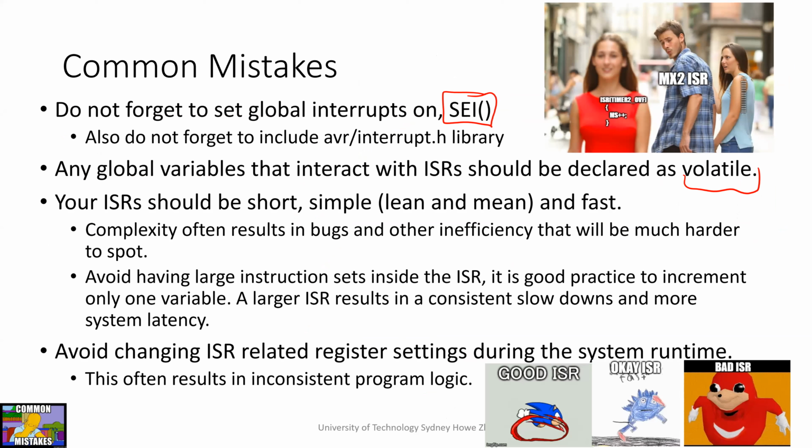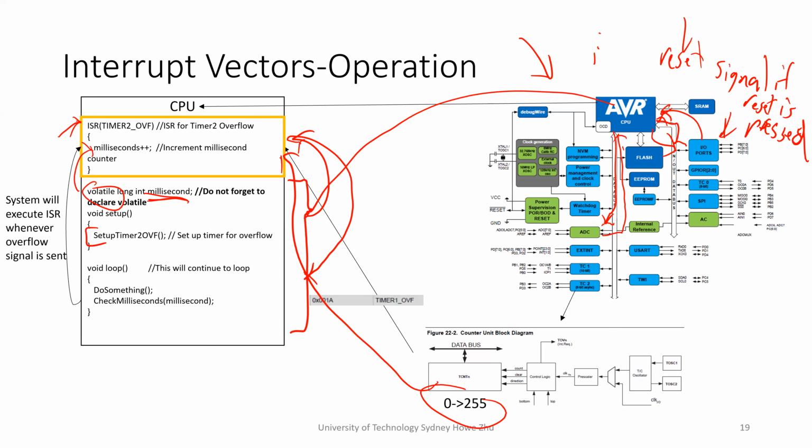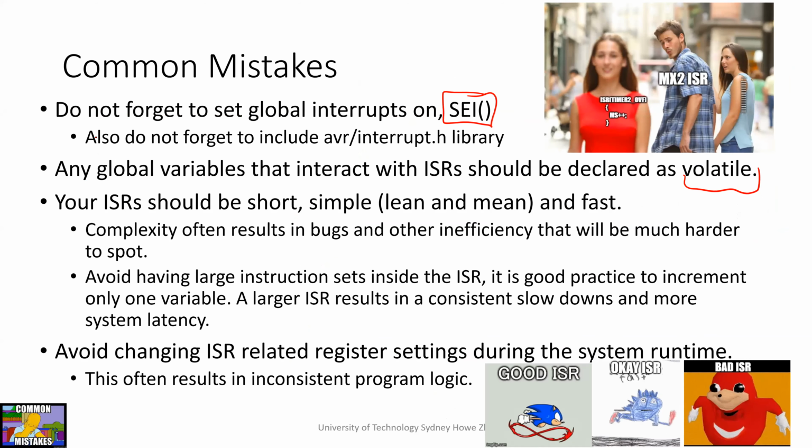The second thing is ISRs are meant to be fast. You're always meant to have the minimal lines of code in an ISR. For example, in this function I've given you here, this is about how much you should have in the ISR. Your interrupt should basically only have one or two lines doing very simple operations. The reason is because the longer your ISR takes, the slower your system is.